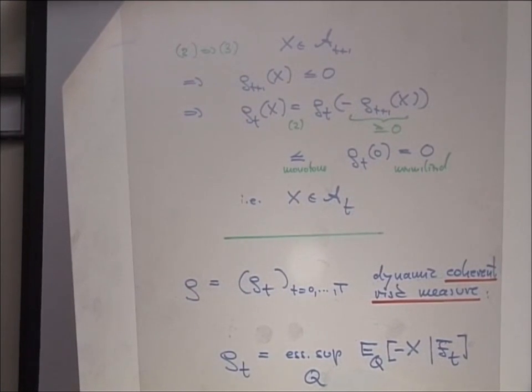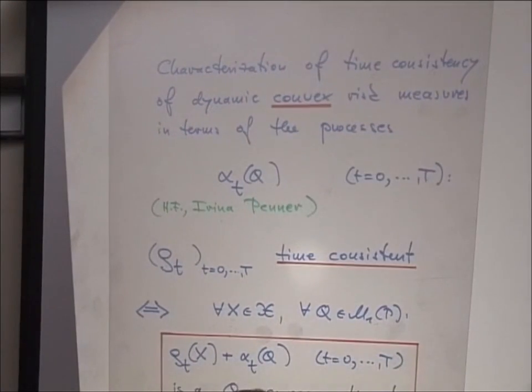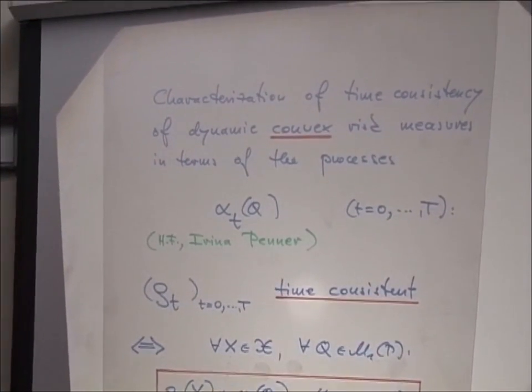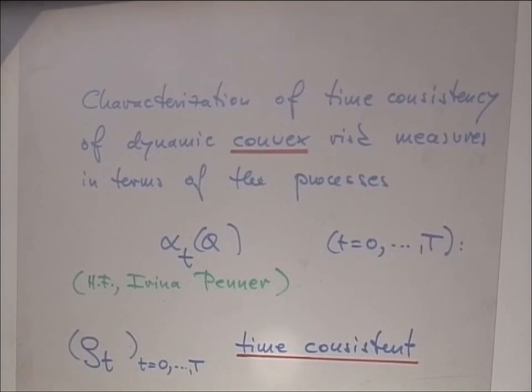Now, how does this stability story extend to dynamic convex risk measures? Dynamic convex risk measures are given by their corresponding penalty function. For each measure Q, which is absolutely continuous with respect to P, we have this process alpha_t of Q. And the question is: how is time consistency of the risk measure characterized in terms of these processes?